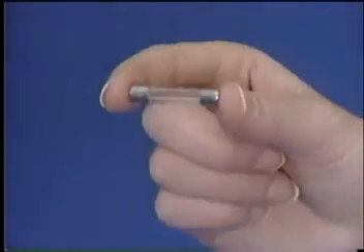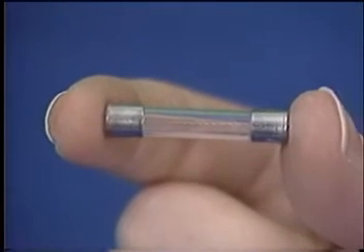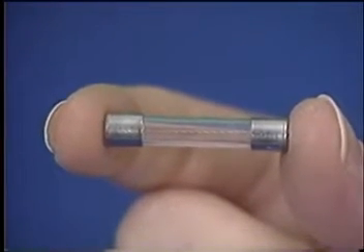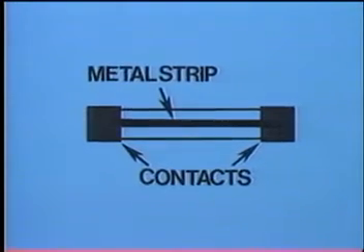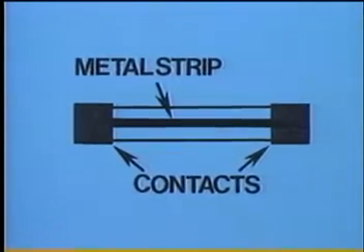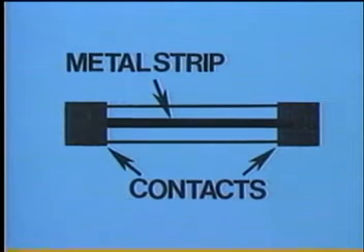Now that both multimeters are set up, let's check this fuse for continuity. This type of fuse consists of a thin metal strip connecting the 2 contacts at either end. When you check fuses for continuity, you are actually performing a test that is almost identical to checking a wire for continuity.